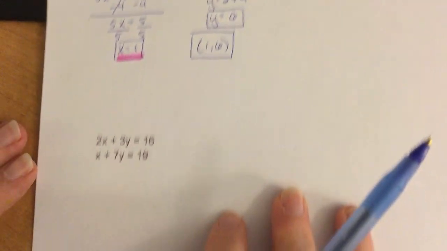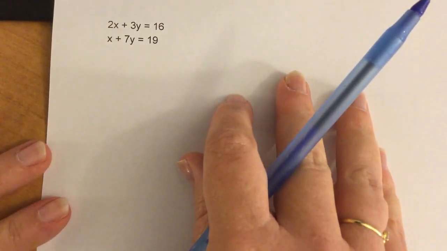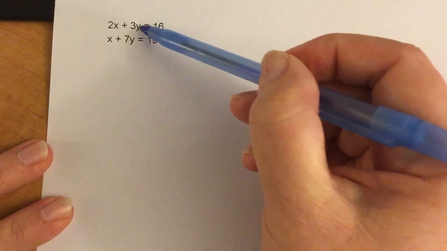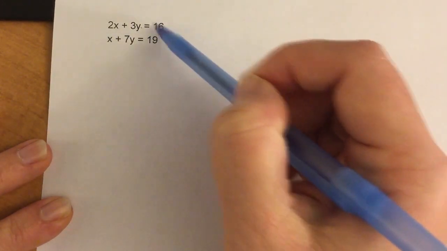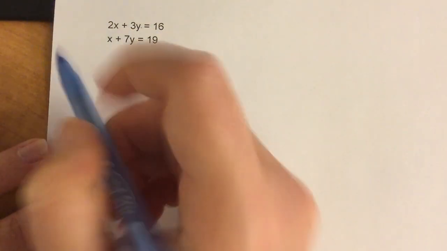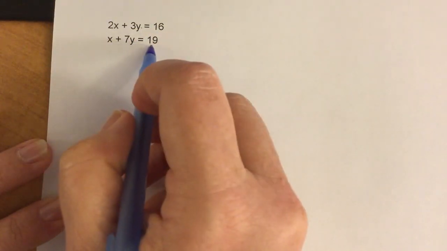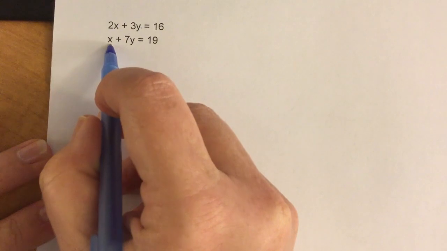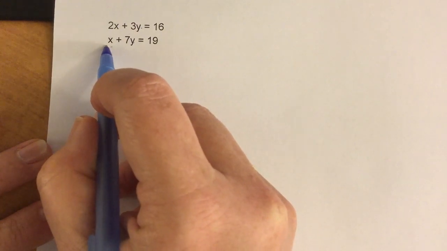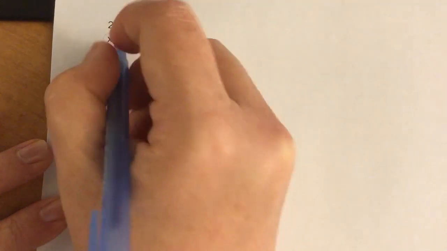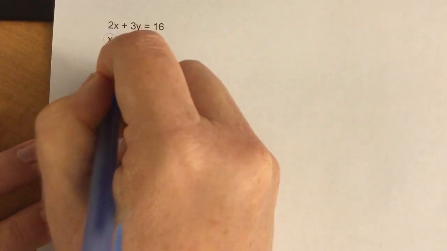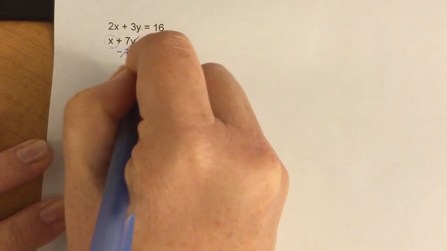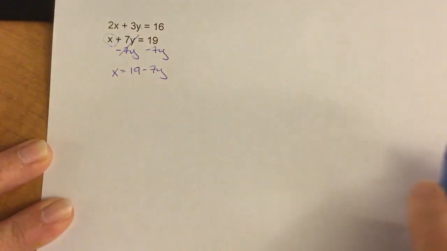The second thing that might happen is you might get a system of equations that looks like this, where they haven't already solved it for you. They haven't told you what x equals or what y equals, so you need to rearrange it a little bit. So looking at these two equations, the easier one to rearrange is this bottom one because x is already by itself. So I'm going to try and isolate x by subtracting 7y from each side. So that will remove it from this side, and now x equals 19 minus 7y.